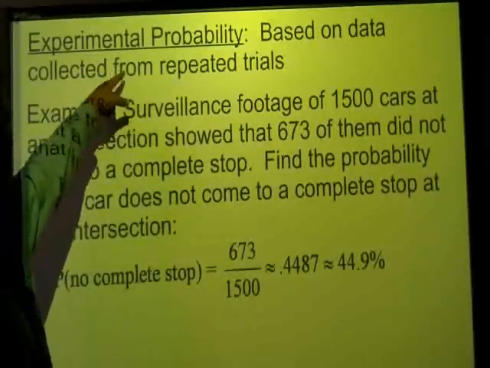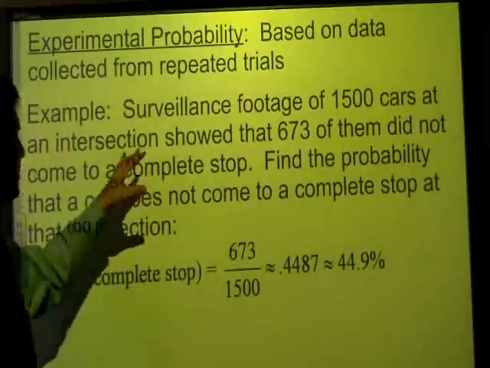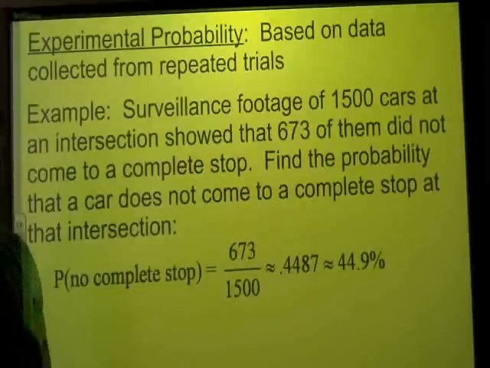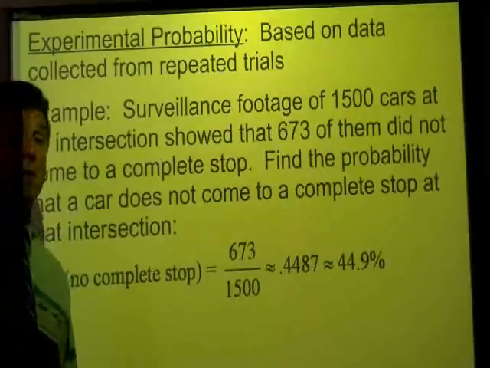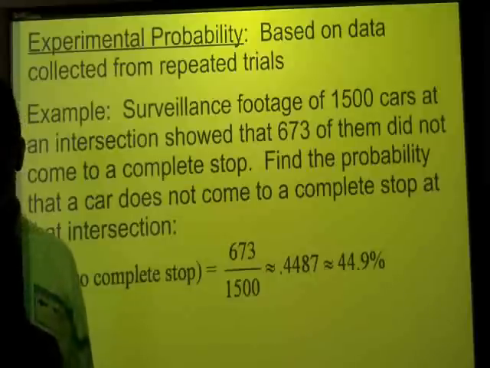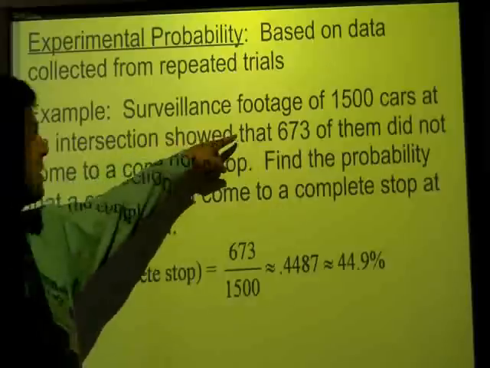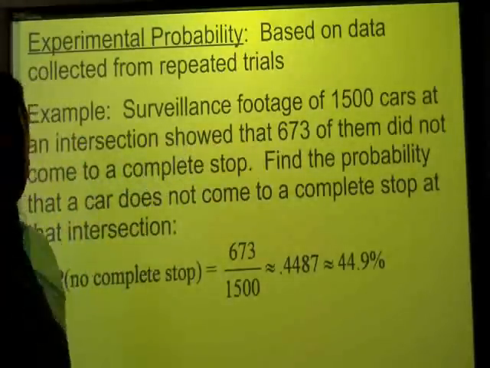That's based on data collected from repeated trials, and here's essentially what that means. Let's say surveillance footage of 1,500 cars at an intersection. You know there's cameras at intersections now, a lot of places. Okay, if you didn't know that, when you start driving, just be careful. All right, it showed that 673 of those cars did not come to a complete stop.